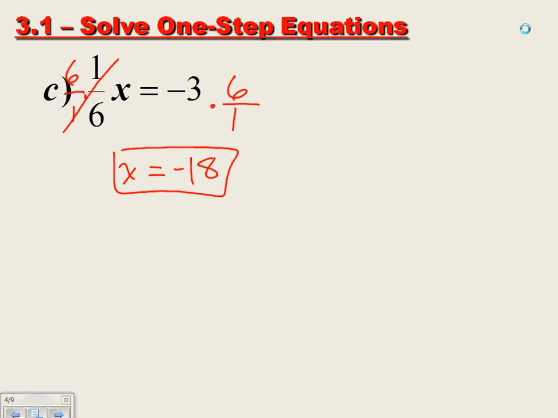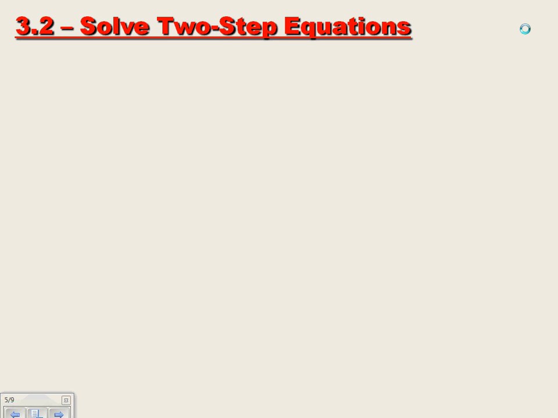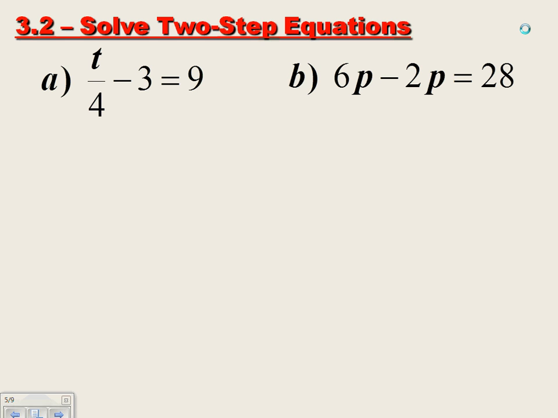Okay, that was section 3.1. Let's go to section 3.2. This was solving two-step equations. In order to solve letter A, t divided by 4 minus 3 equals 9, what we want to do is first cancel the subtraction. To cancel the subtraction, you do addition. So you first add 3 to both sides. You cancel the 3's, drop down everything you didn't touch, and then simplify. So you get t divided by 4 equals 12.